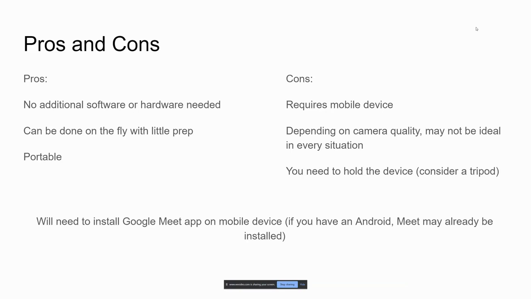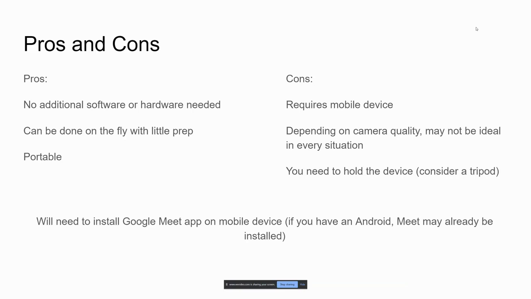And that final con down there is one that is actually really easy to solve. When I did my video, I was holding my device in one of my hands, which means I only had one hand in order to manipulate whatever I was trying to show under the document camera, like rolling the dice or turning pages in the book.